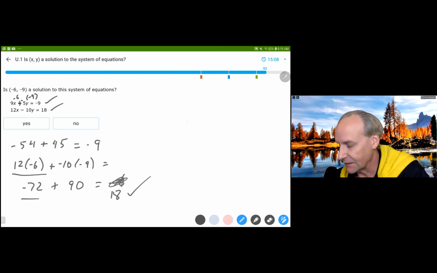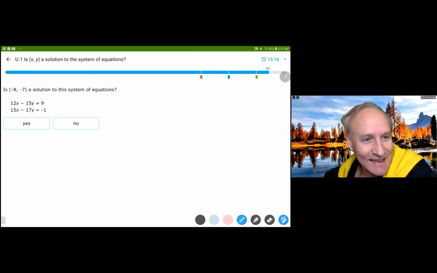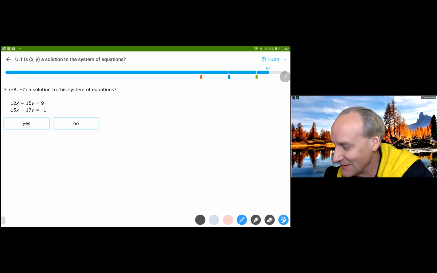To get the 96, it's 12 times negative 8, isn't it? Oops. That is a yes. Don't trust yourself too much, I guess. Let's see. 12 times negative 8 is negative 96. And negative 7 times negative 15 is positive 105. And I am going to add them in my head. That is going to give me 9. Yes, it is. So that one's good.